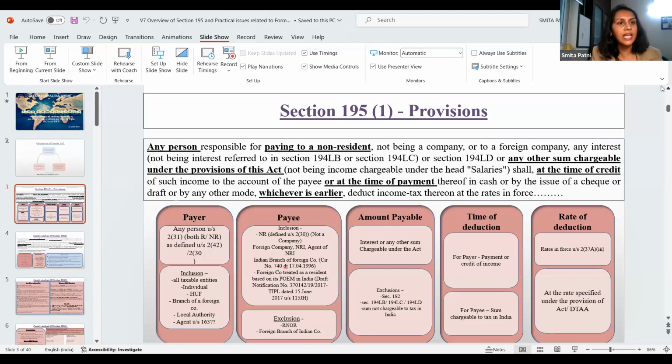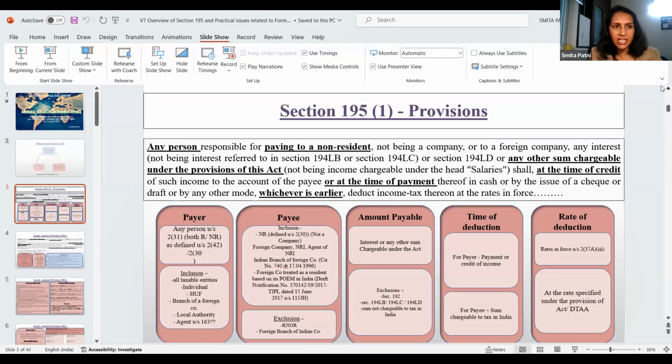So whichever of the times is earlier, we are supposed to deduct tax at that point of time. Now, the payment is to be done in cash or by issue of check or draft or any other mode. So it is saying that you can do the payment in cash, fine. Issue of check, okay. Issue by draft, okay. Net banking, okay. Now they are saying any other mode.